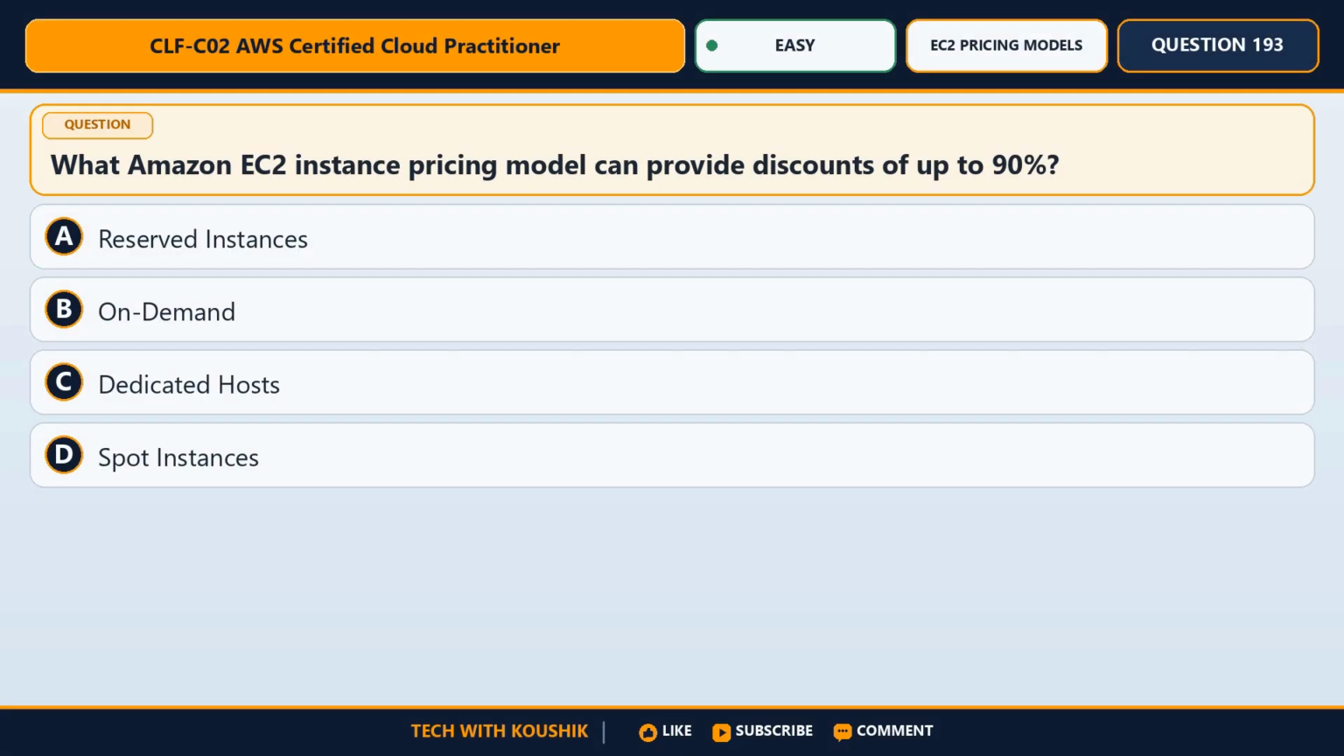Question number 193. What Amazon EC2 instance pricing model can provide discounts of up to 90%? Option A, reserved instances. Option B, on demand. Option C, dedicated hosts. Option D, spot instances.